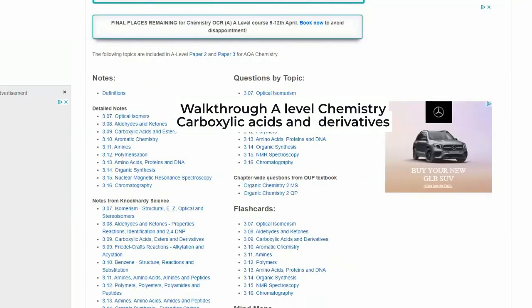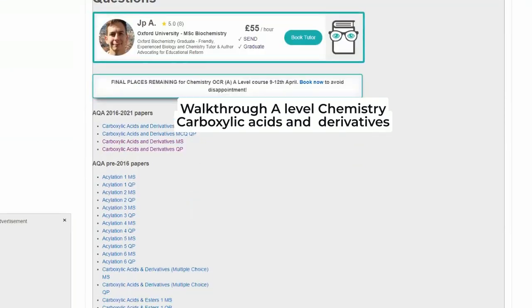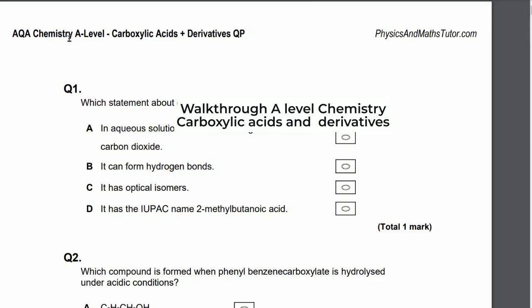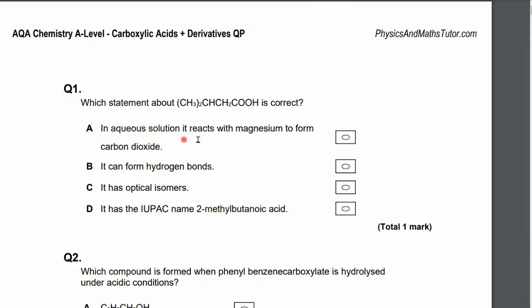So here I'm going to carboxylic acid and derivatives, and we're looking at AQA. And if we come here, these are the recent papers, you can click on that. And let's get into it. Carboxylic acids and derivatives. Which statement about (CH3)2CHCH2COOH is correct? And we've got four possible answers here, so let's get into it.